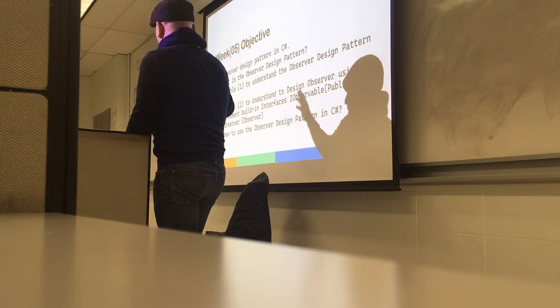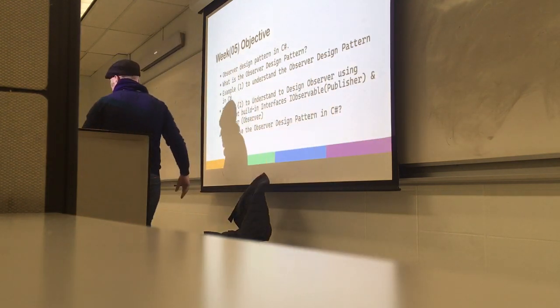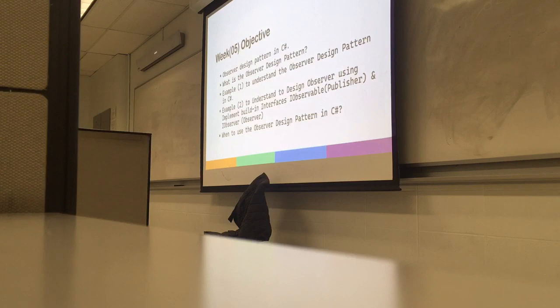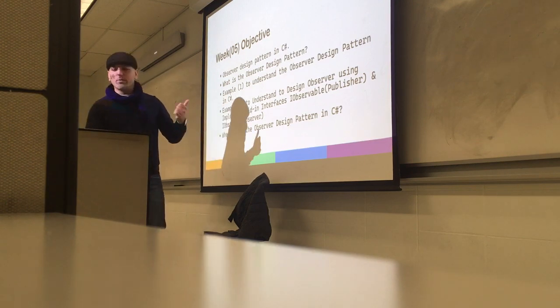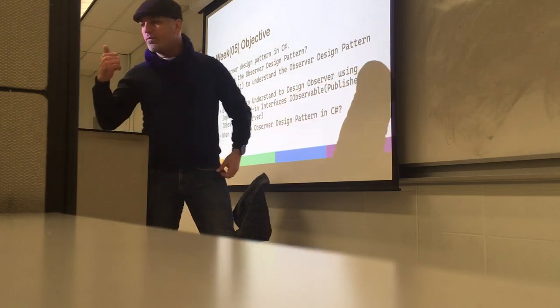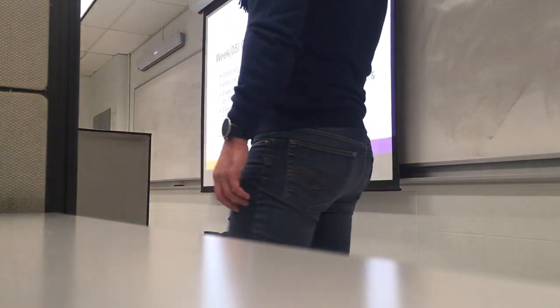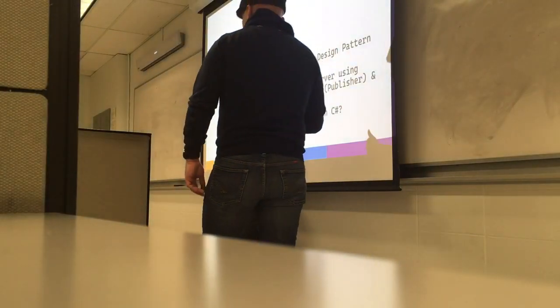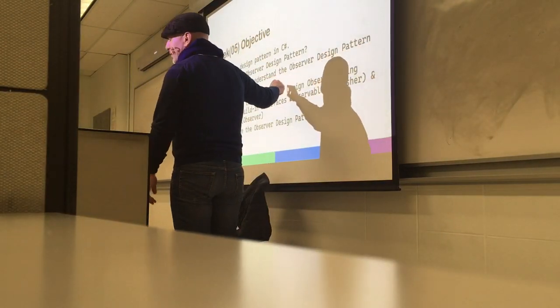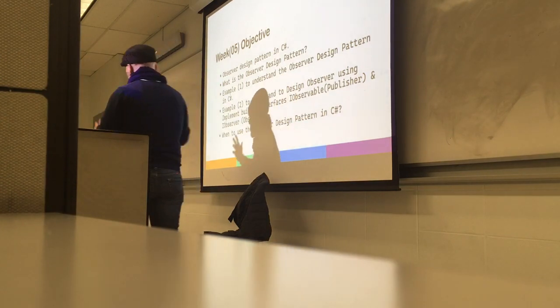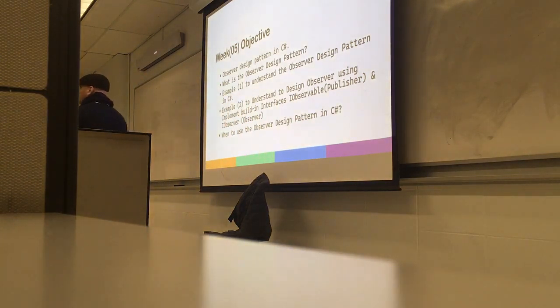Let me list the objectives of this week. What is the observer design pattern in C#? I will show two examples. In the first example, the observers and publisher, you can implement the observer as is and the publisher as is.